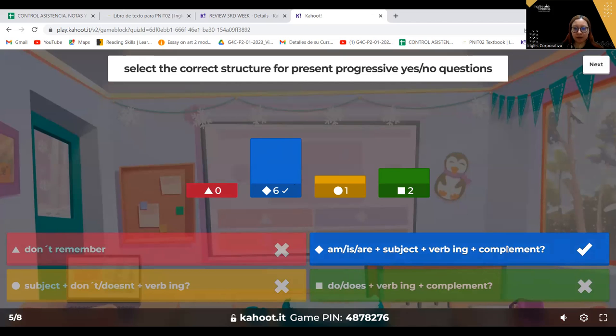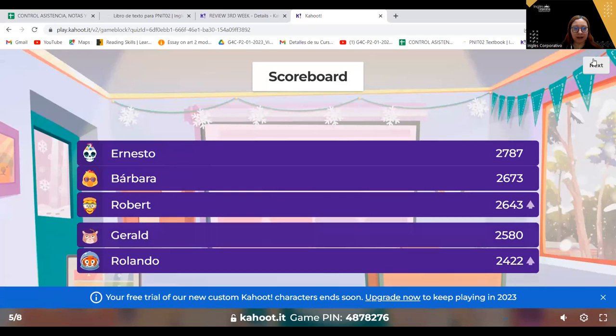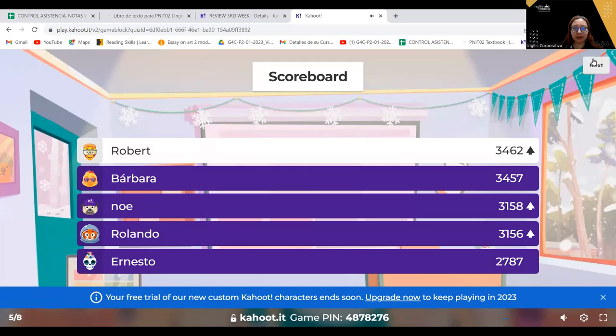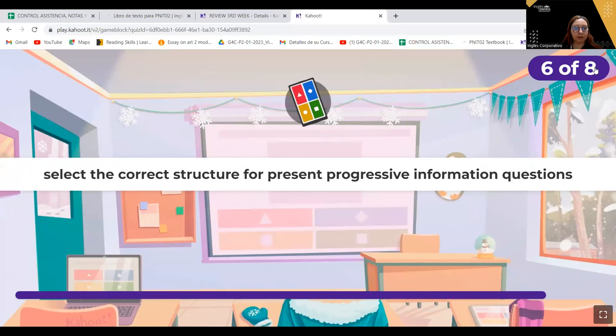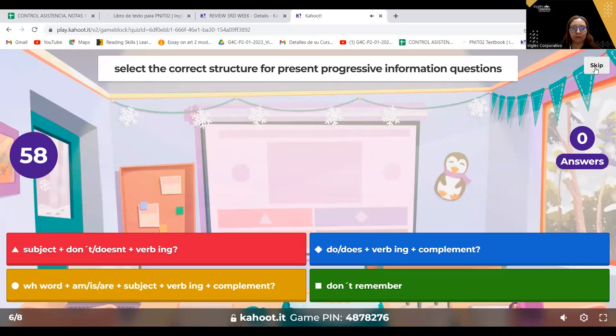Are you eating pizza? Is she drinking Coca-Cola? Right? Cualquiera de esas es, si cumple con mis requisitos. Verbo to be, sujeto, verbo en ing, complemento. Es la que estoy buscando. So very good. Let's check the scoreboard. Good, Robert. Vamos entonces con la número 6. Select the correct structure for present progressive information questions. Present progressive information questions.